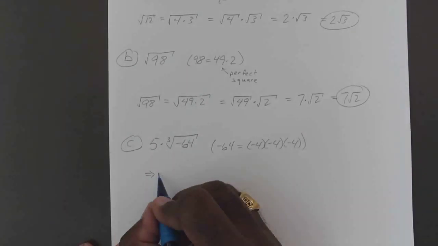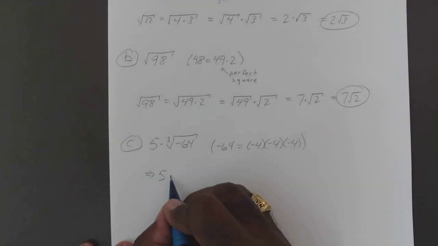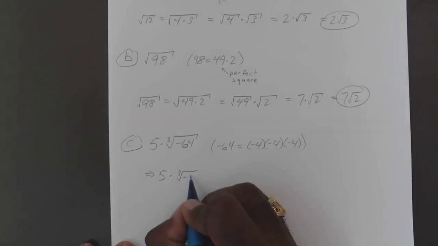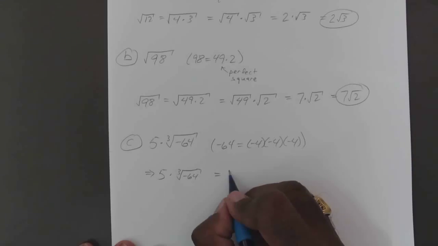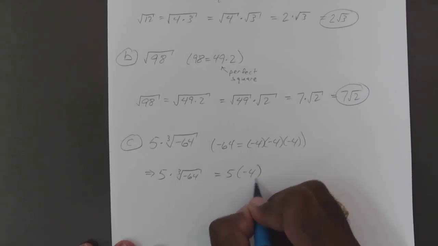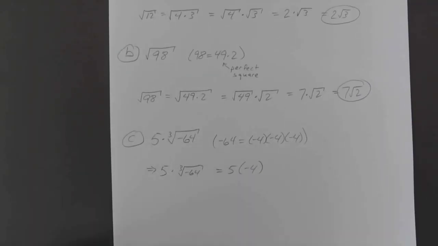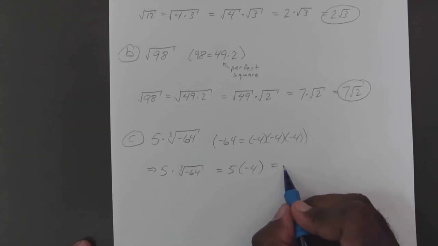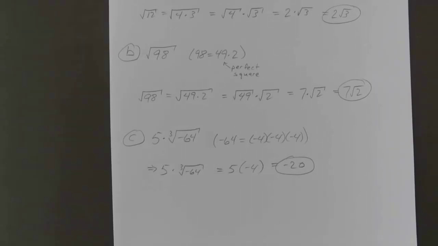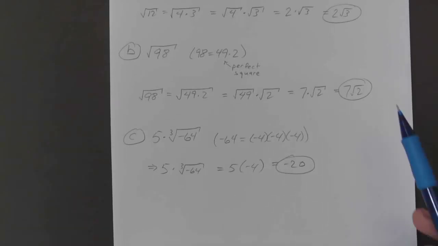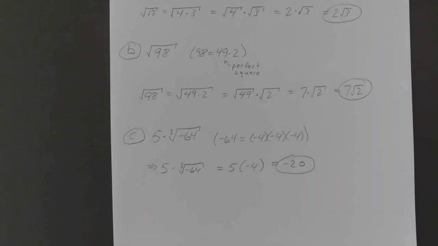Okay. So we know that 5 times the cube root of negative 64 is just 5 times negative 4, which is negative 20. Okay. So sometimes it just kind of falls right into place. Sometimes you have to work with it a little.